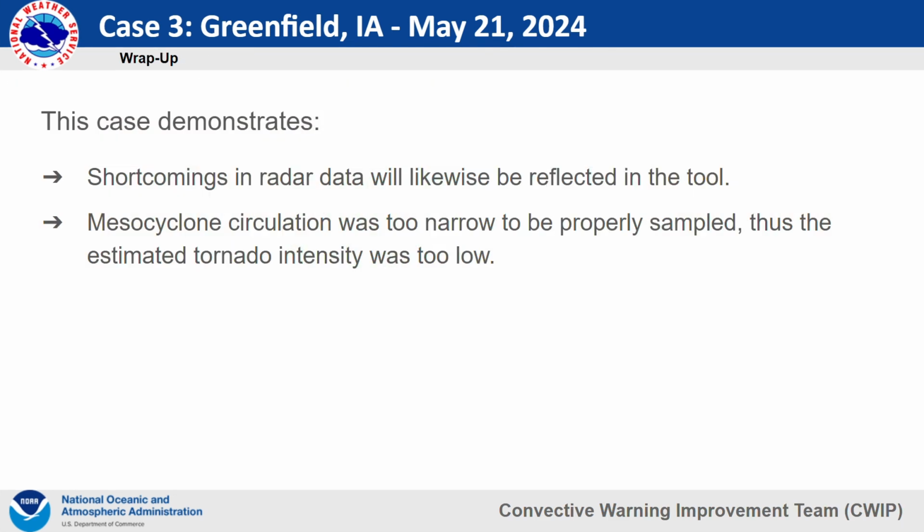So this case demonstrates the shortcomings in the radar data that will likely be reflected in the tool. In this case, the mesocyclone circulation was too narrow to be properly sampled, and thus the estimated tornado intensity came out too low. So that wraps up part 2 of this training session, and hopefully you're able to use this in operations.